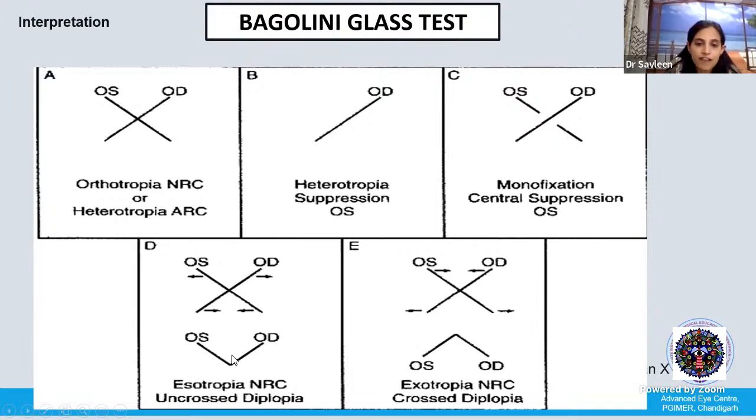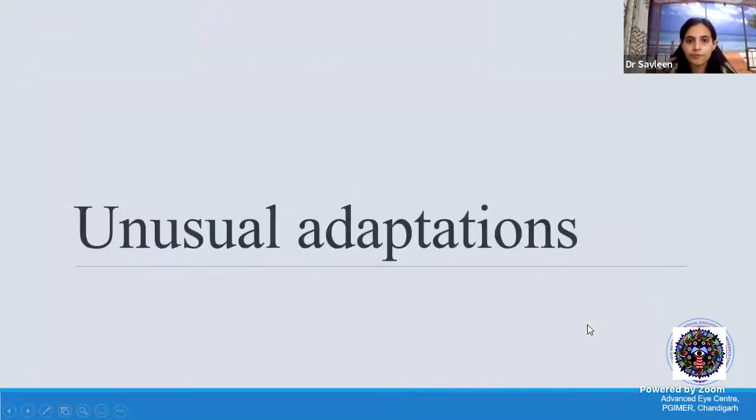A patient having diplopia will perceive the image not as a cross but as a V or as an A. Again, esotropia, uncrossed diplopia will perceive the image as a V. Exo, crossed diplopia, the image would be seen as an A. So I just spoke about these two tests because these two are important to understand the binocular visual development, and I'm sure our seniors would cover the other tests in much greater detail.